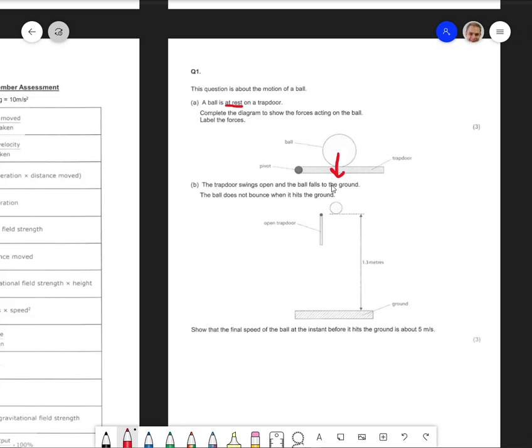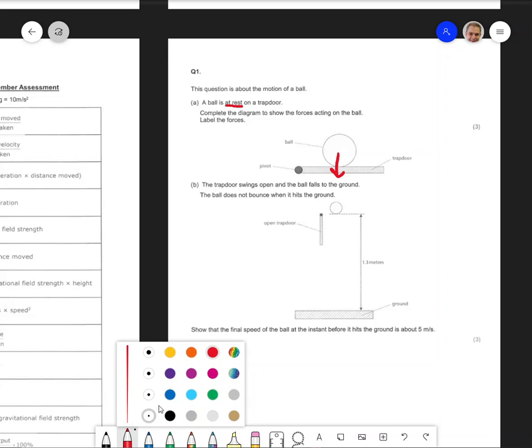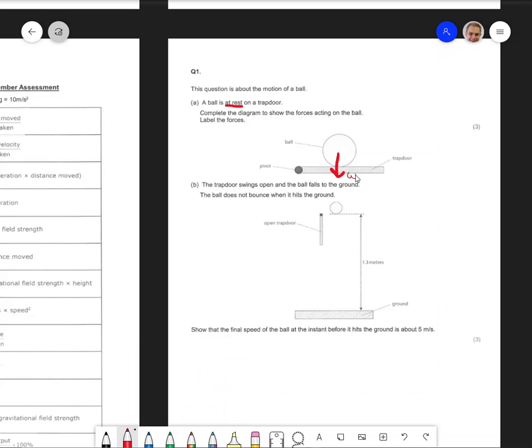which is weight, and you must use the term weight. You cannot use the term gravity. Weight is the force due to gravity, so it must be weight. And then what do you have upwards? Well, you've got another force which is upwards.